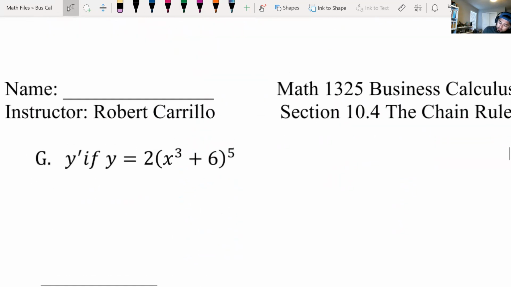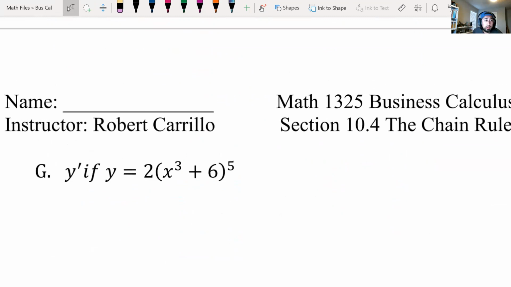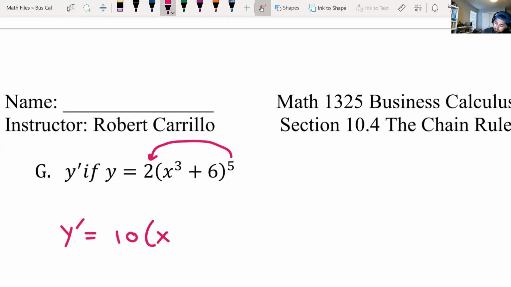Again, find y prime if y equals 2 times (x cubed plus 6) to the 5th. So by the chain rule, we get y prime. This 5 comes down, multiplies the 2, so 10 times the inside, which stays the same. You take 1 away, you'll get 4. There's the derivative of the outside. And then we multiply it by the derivative of the inside, which is 3x squared. There you go.